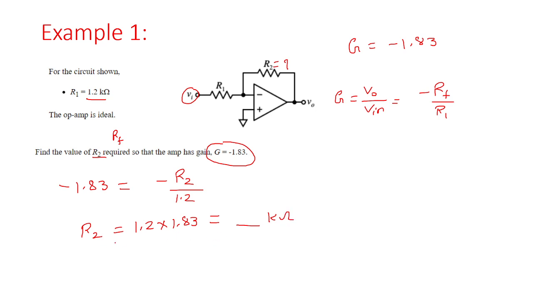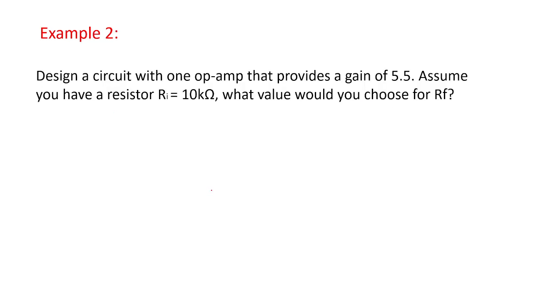So this is the way by which we can solve the examples on the inverting amplifier. If any gain is given and some resistor value is asked in the question, we can easily solve it. But first, we need to understand whether gain is positive or negative. If gain is positive, we need to consider the formula of gain for non-inverting amplifier. If gain is negative, we need to consider the formula of inverting amplifier. Let me show another example.